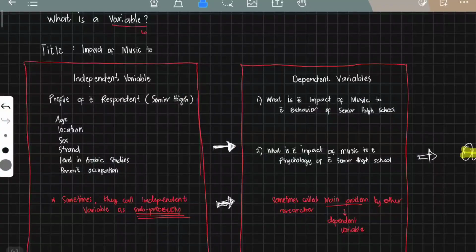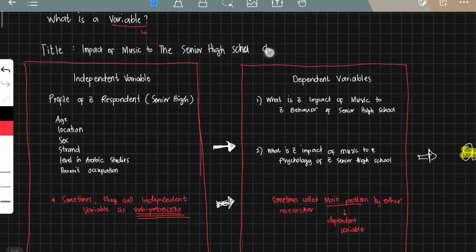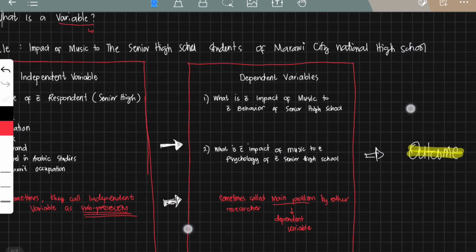The second one is through number type. So, doon sa statement of the problem mo or research question, you have to identify the research question. So, let's give an example from our previous episode, which is the impact of music to the senior high school students of Marawi City National High School.